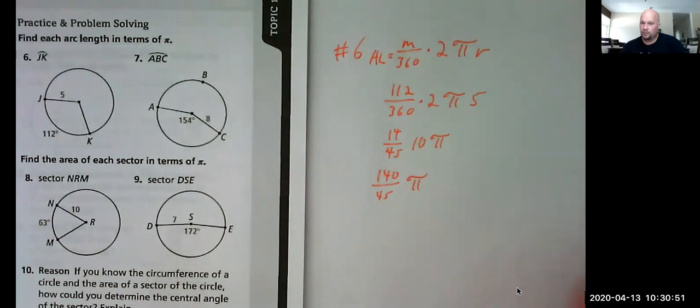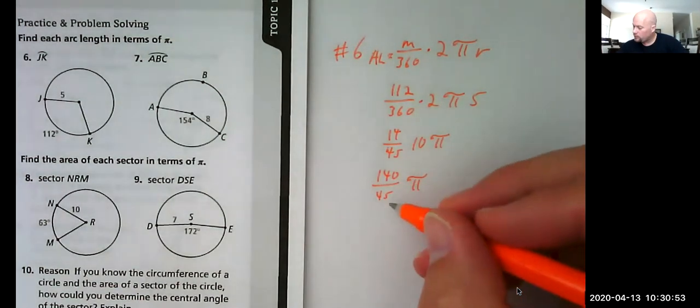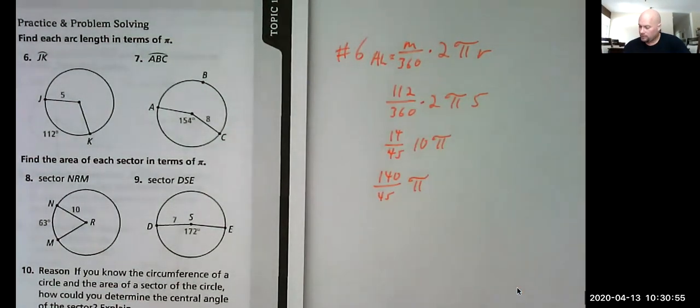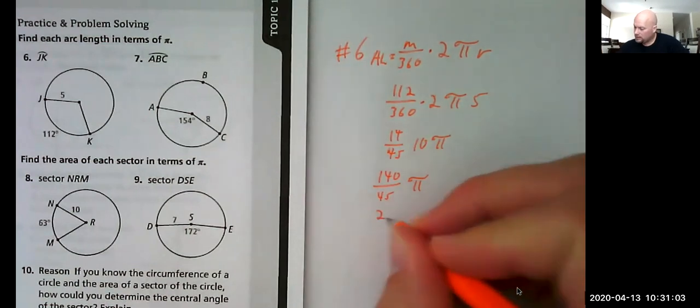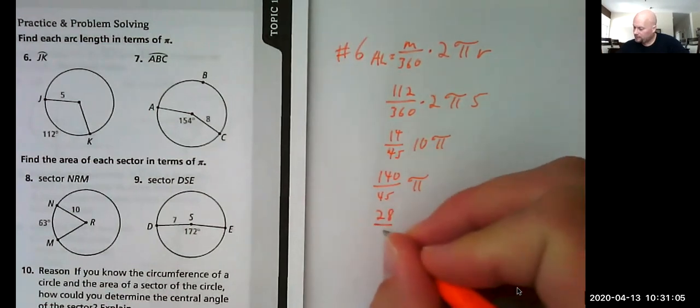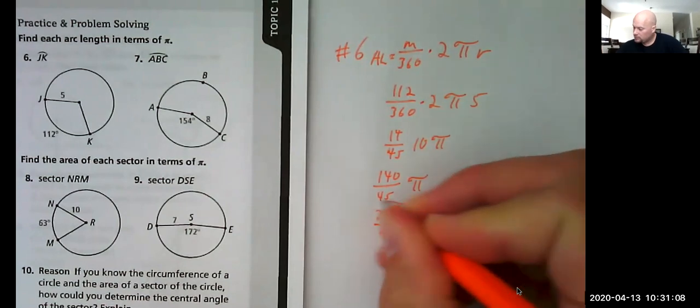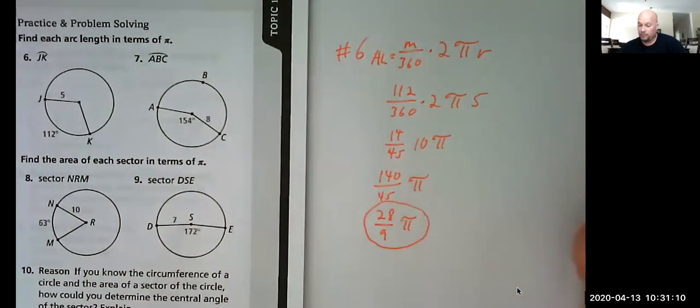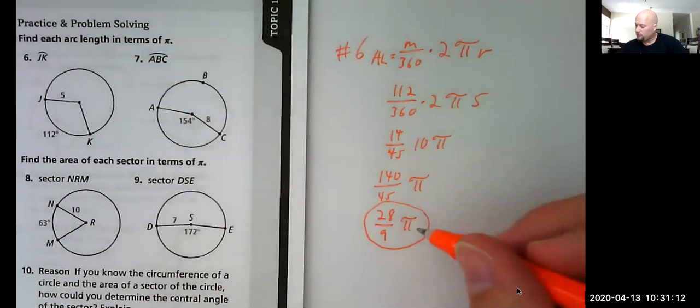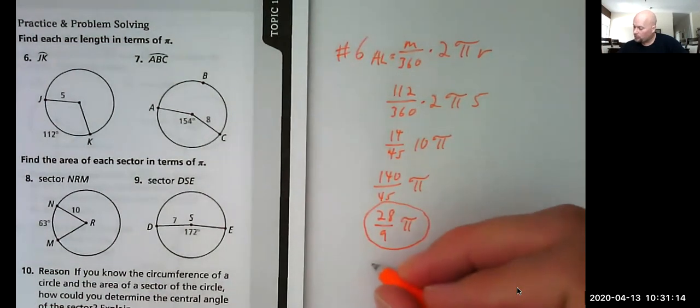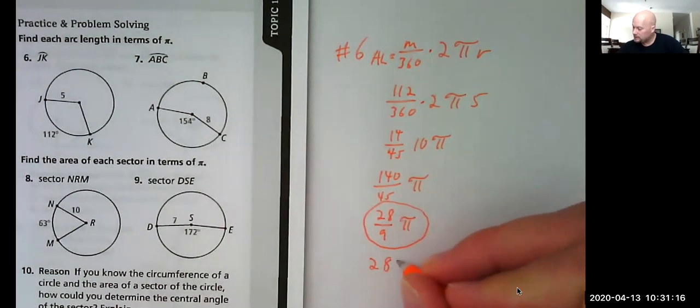We could reduce that some more. So 140 over 45, they're both divisible by 5, so that would now be 28 over 9. So this would be an answer in terms of pi. Again, you could either write it with pi next to it like that, or you could also write it so that pi is next to the 28.